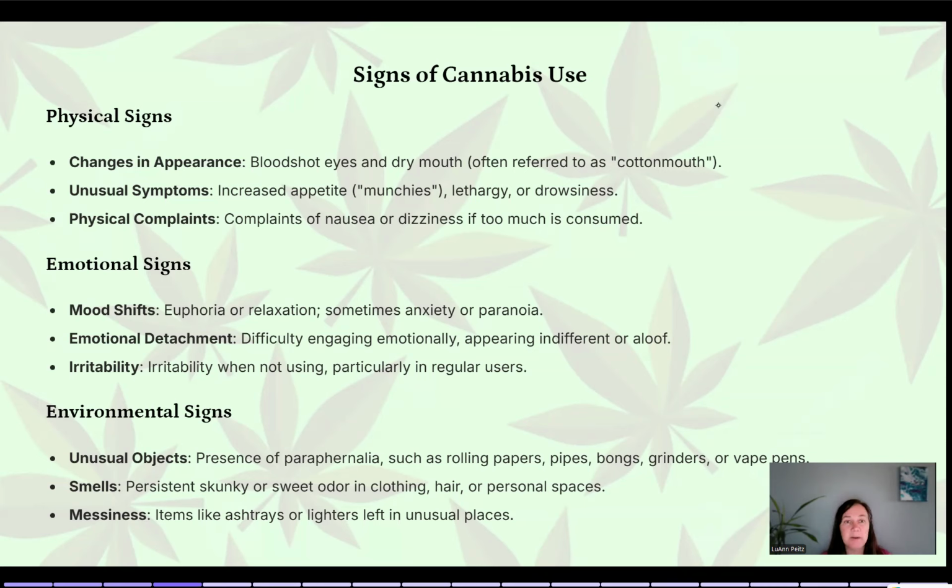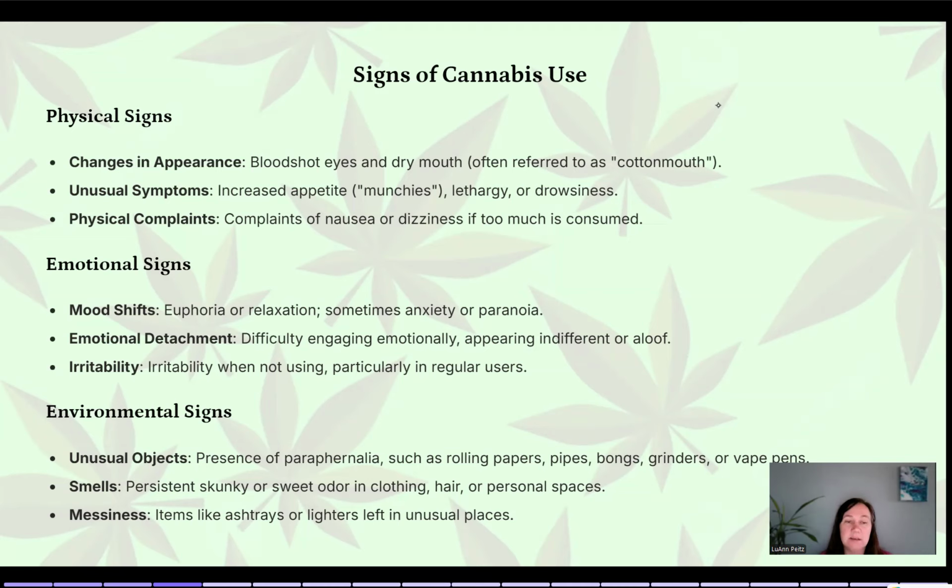They might be experiencing lethargy or drowsiness. Physical complaints. They may complain of nausea or dizziness if too much cannabis is consumed. Emotional signs. Do they have mood shifts where they're experiencing euphoria or relaxation? Sometimes they'll experience anxiety or paranoia.